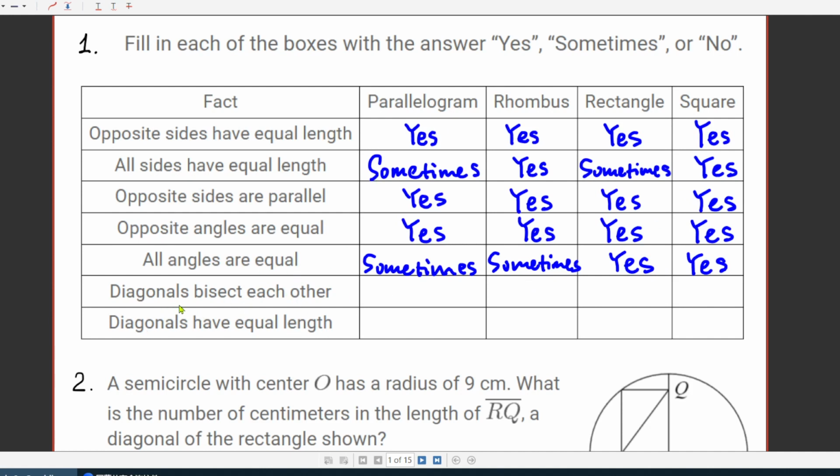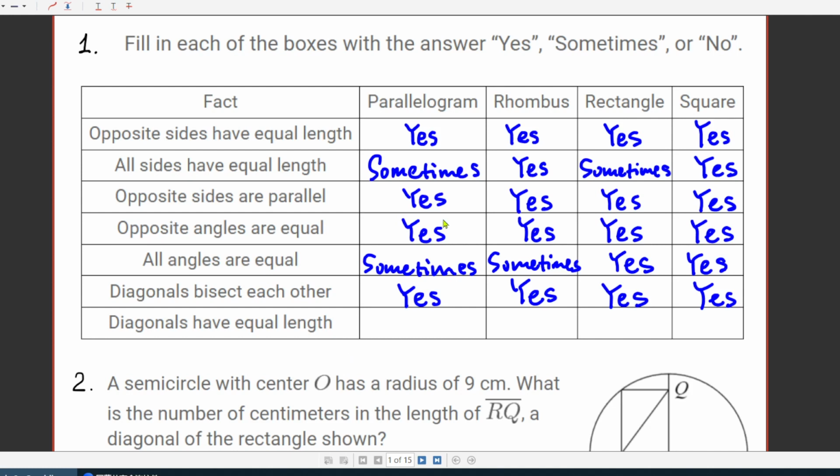Parallelogram has this property that diagonals bisect each other. Yes. And for rhombus, this is also true. For rectangle, this is also true. Squares, this is also true, right?